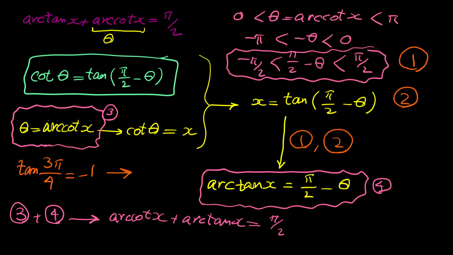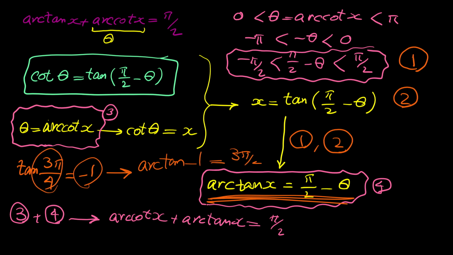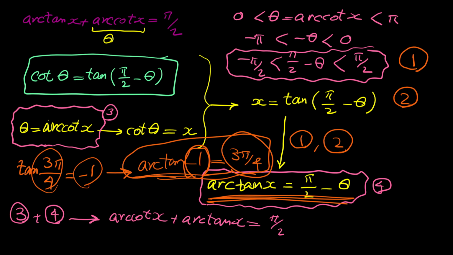From this, if we want to write such a relation, can we conclude that arctangent of this number, negative 1, is equal to this angle, 3 pi over 4? Is this relation right? Is arctangent of negative 1 equal to 3 pi over 4? If you put arctangent of negative 1 in a calculator, you would see that this equals pi over 4 or 45 degrees. But is this equal to 3 pi over 4? No. So your conclusion is wrong.